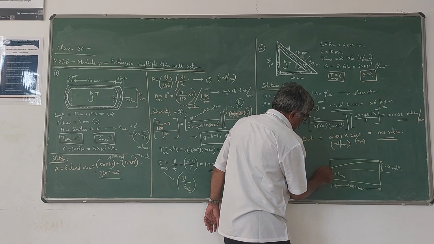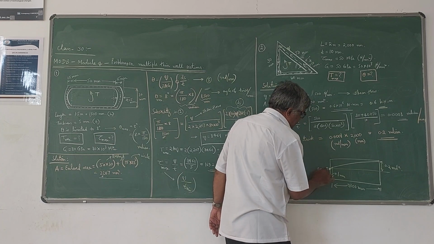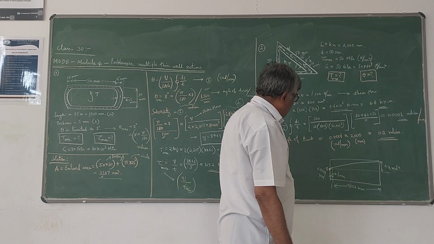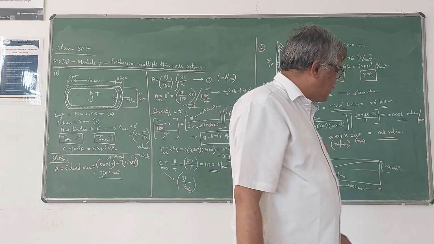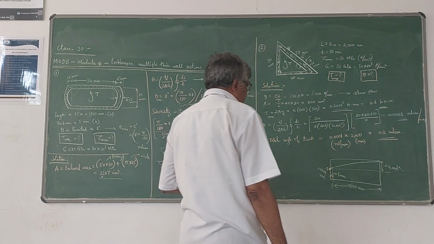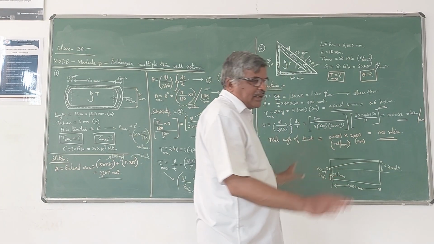Here it will give on one end 0.0001 radian, and on the other end 0.2 radian. So this is how we can find the total angle of twist for the entire length.